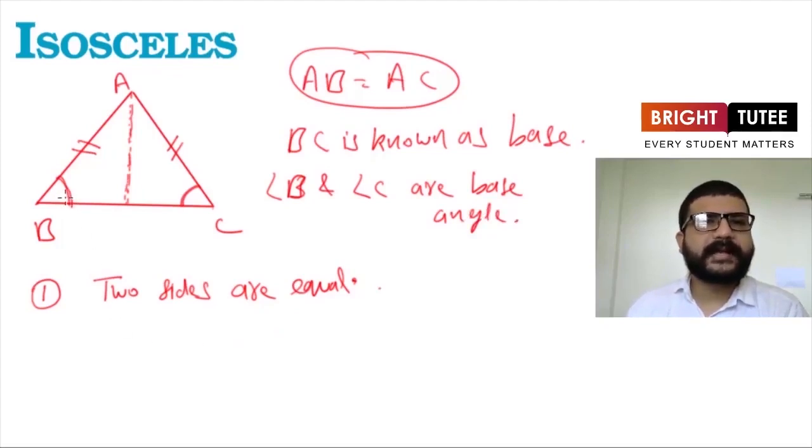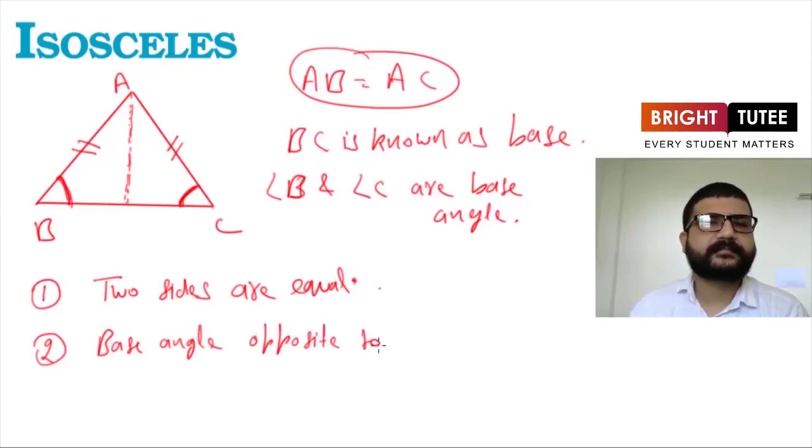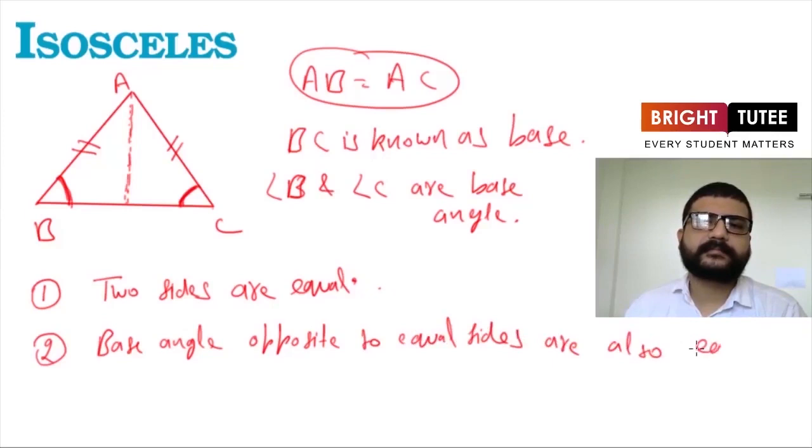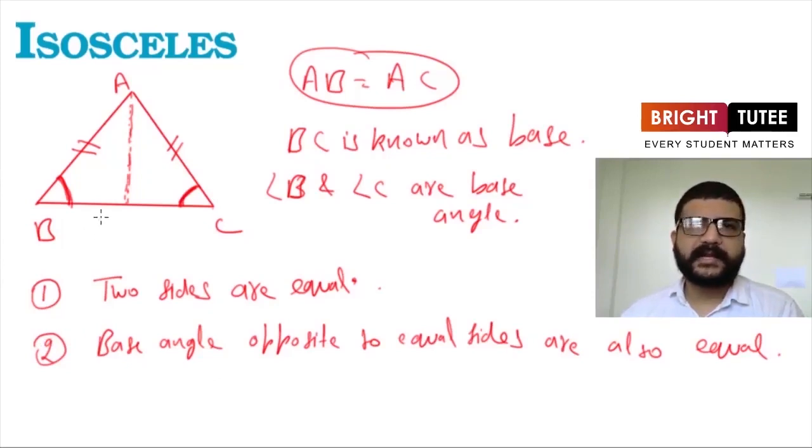Now what have we got? We got that angle B is equal to angle C, that is, base angles are equal. If we observe carefully, angle B is opposite to the side AC and angle C is opposite to the side AB. So it means we can write that base angles opposite to equal sides are also equal. So for an isosceles triangle we have two things. The first one is two side lengths are equal and the second one is base angles which are opposite to equal sides are also equal. That is, in this case, angle B is equal to angle C.